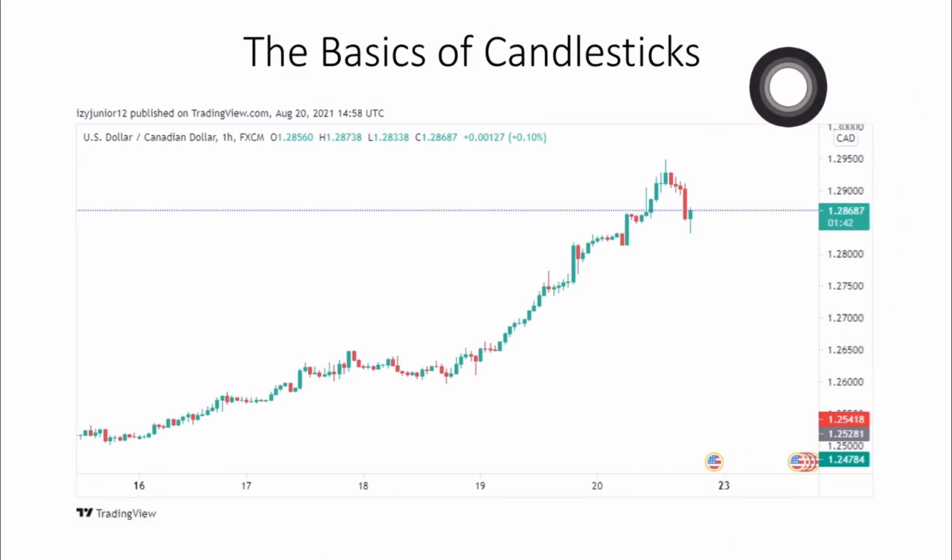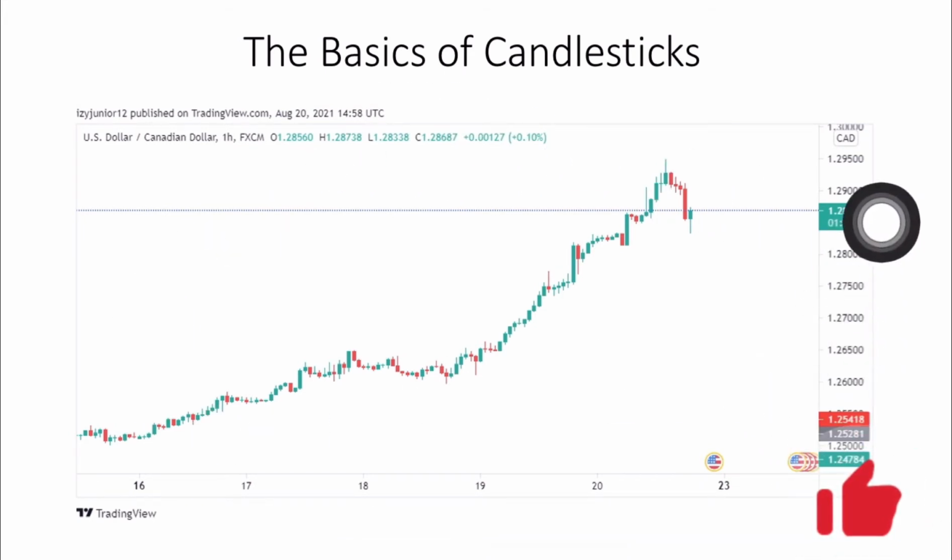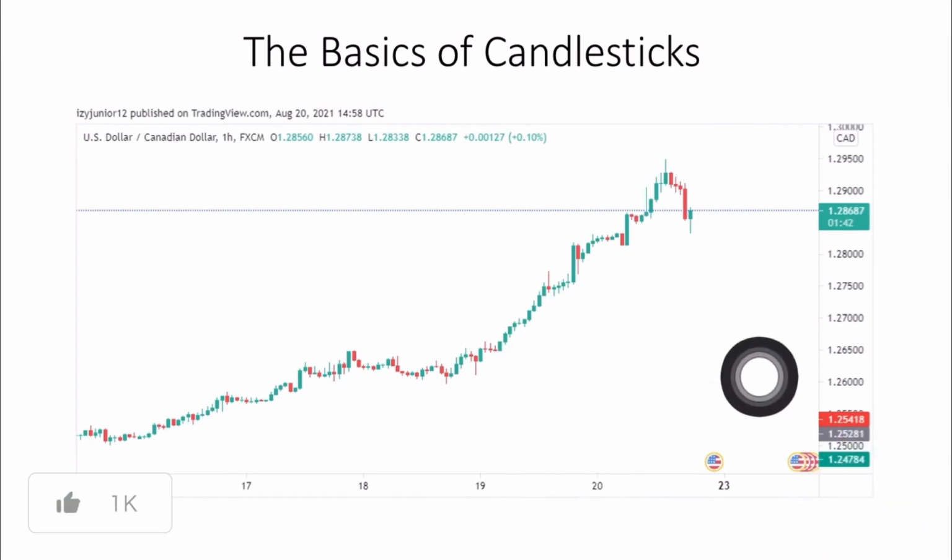So basically, this is a naked chart, and by naked chart I mean there are no indicators. There's nothing like technical analysis on this chart. To be able to read charts like the pros, you need to know about these candlesticks. You need to know the story behind each of these candles that you see here.